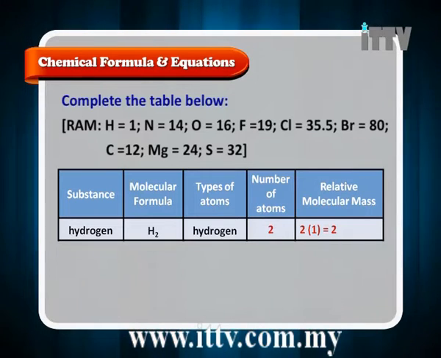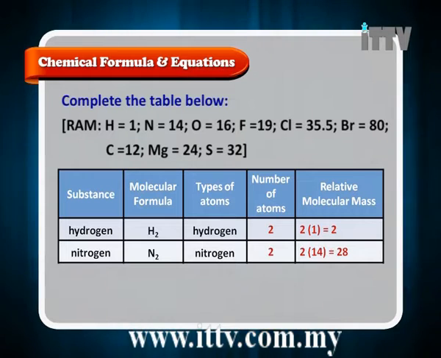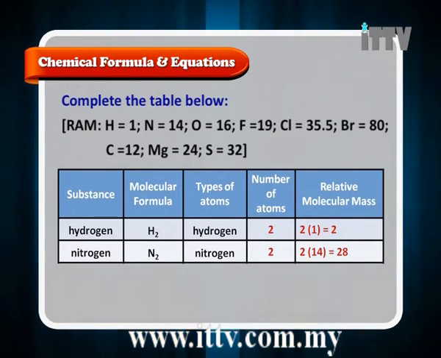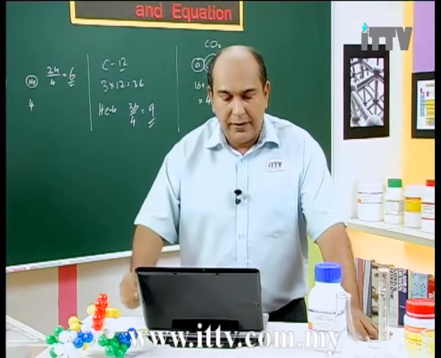Let's do a few examples. Hydrogen. Molecular formula H2. Type of atoms, hydrogen. Number of atoms, 2. So the relative molecular mass will be 2 times 1, which is 2. Nitrogen, N2. The number of atoms is 2. So the relative molecular mass will be 2 times 14, which is 28. Good. So I think you're getting the idea. We just add up everything.